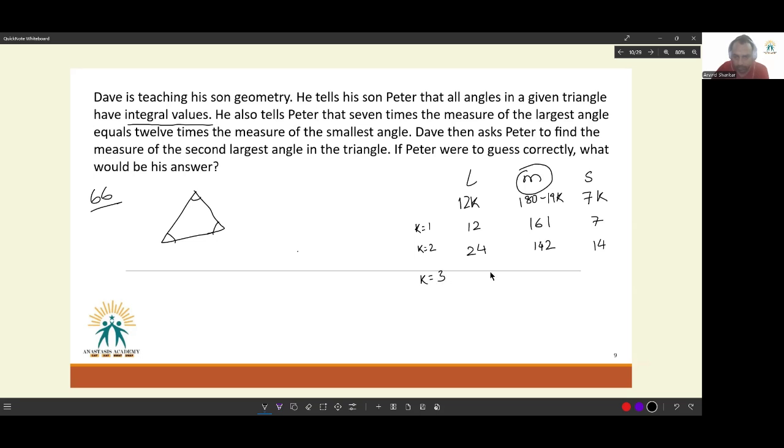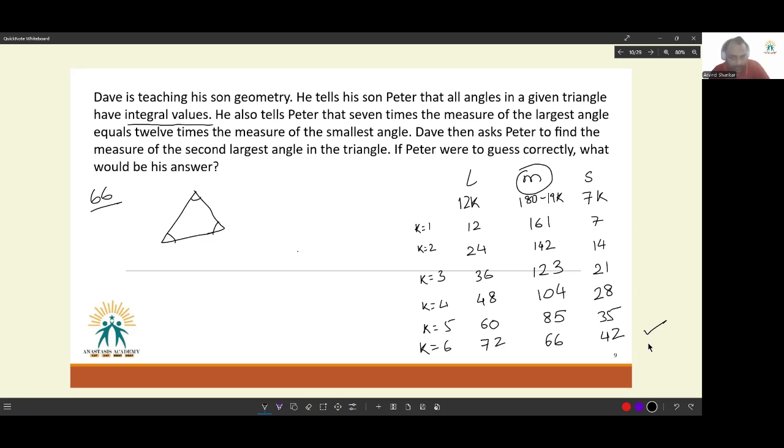At K equal to 3, it will be 36, 21, and 123. At K equal to 4, it will be 48, 28, and 104. Still not great. At K equal to 5, this will be 60, this will be 35, this will be 85. Still not great. At K equal to 6, this will be 72, this will be 66, and this will be 42. And yes, all conditions are satisfied here.